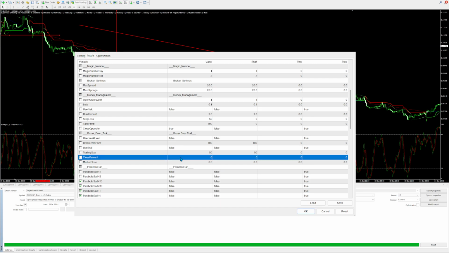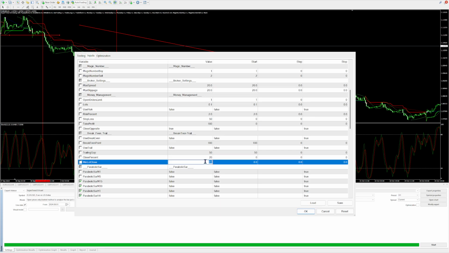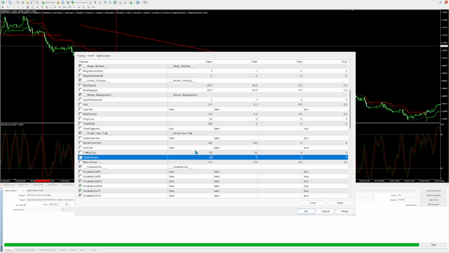Close percent, so if you want to close a percentage of the trade each time the break-even point or trailing gap is reached, you can. So if you set to 20, it'll close 20% of the trade each time until the minimum lot close is left. So for example, if you have that set to 0.5, if there's only 0.5 lots left in a position, the close percentage will just not close anymore.